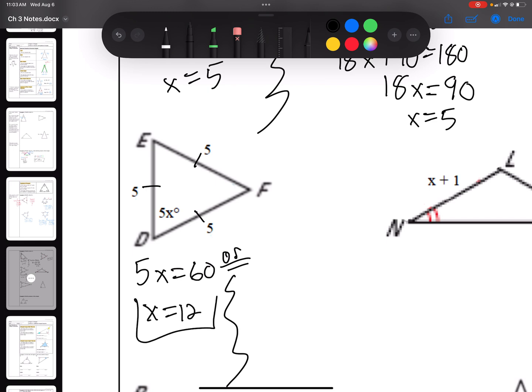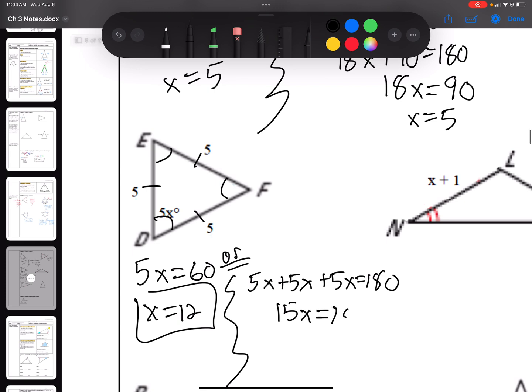Or, let's say you don't want to remember the shortcut. You could remember all three sides are equal, all three angles are equal, so they're all going to be 5x. And you could do 5x plus 5x plus 5x equals 180. Combine your like terms. You would get 15x equals 180. You would divide by 15, and you would still get x equals 12 in the end.